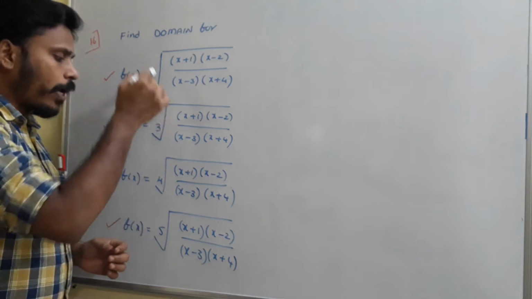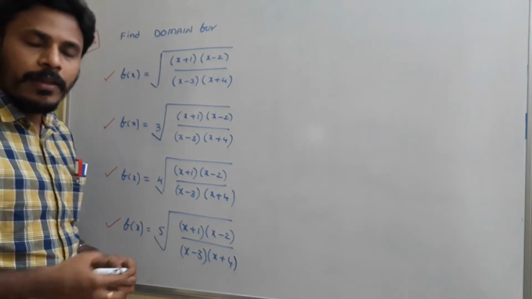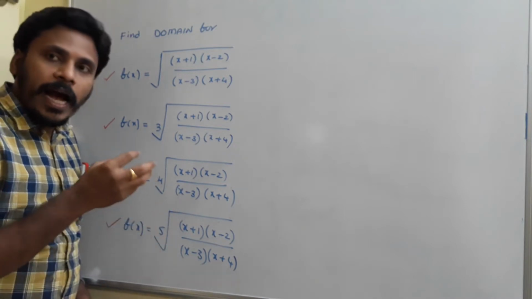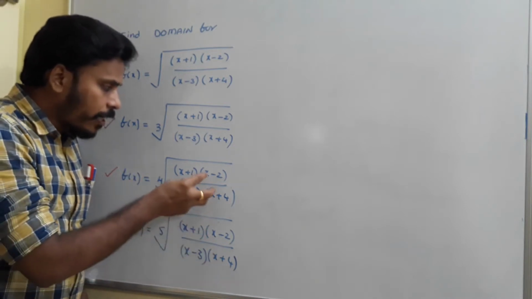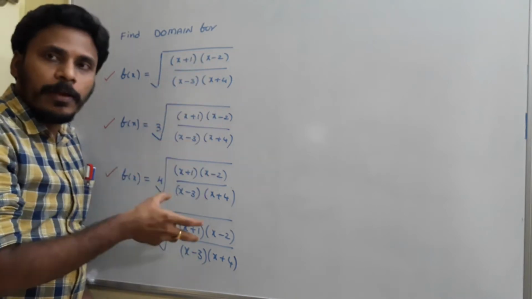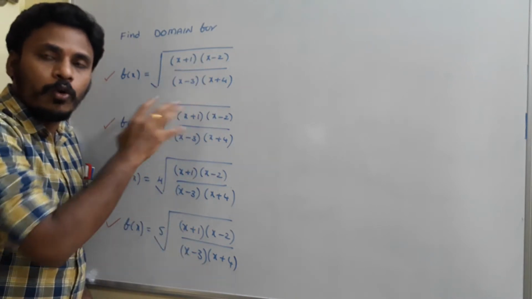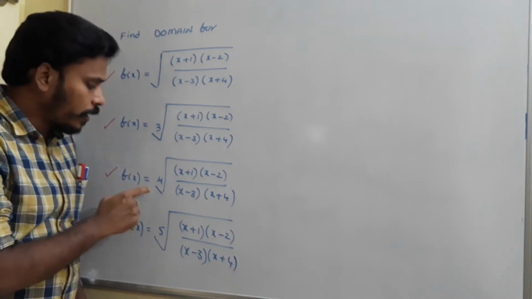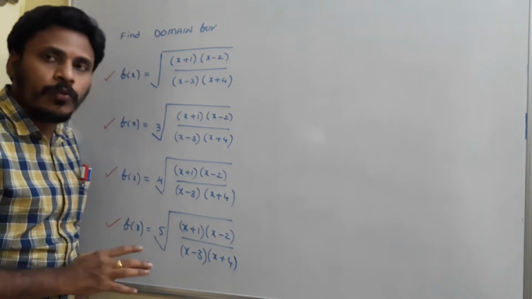To find the domain of all these functions, just as a convenience for the discussion, I consider the same expression under that nth root. The expression is the same. The first problem is the square root of that particular expression, the second one is the cube root, the third one is the fourth root, and the next one is the fifth root.